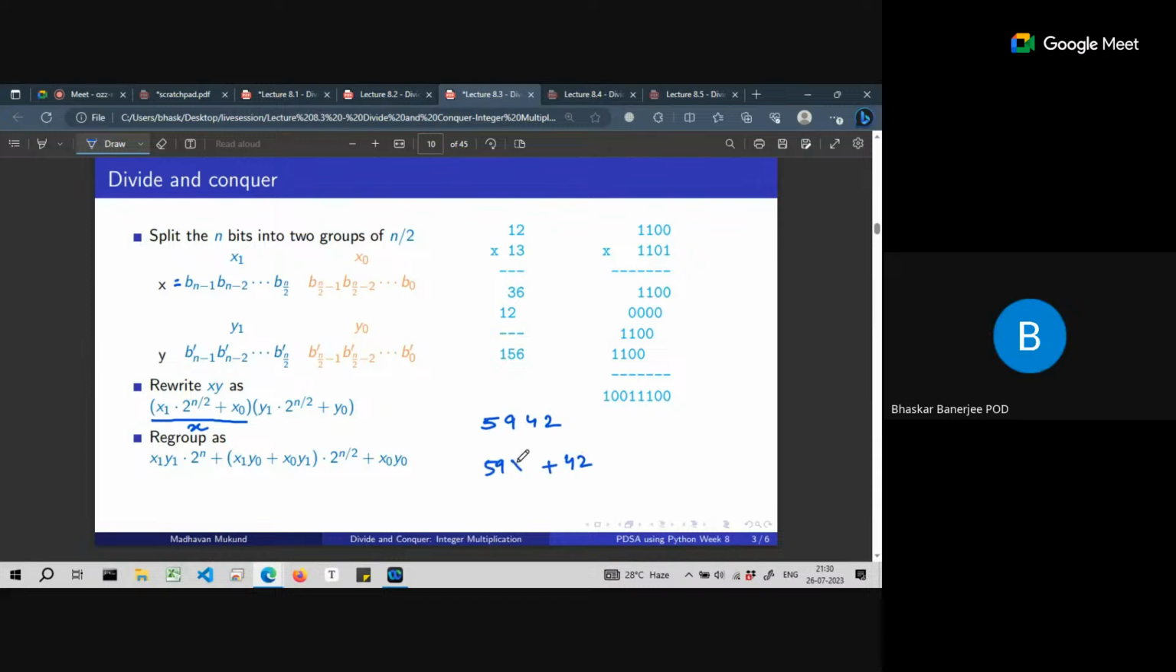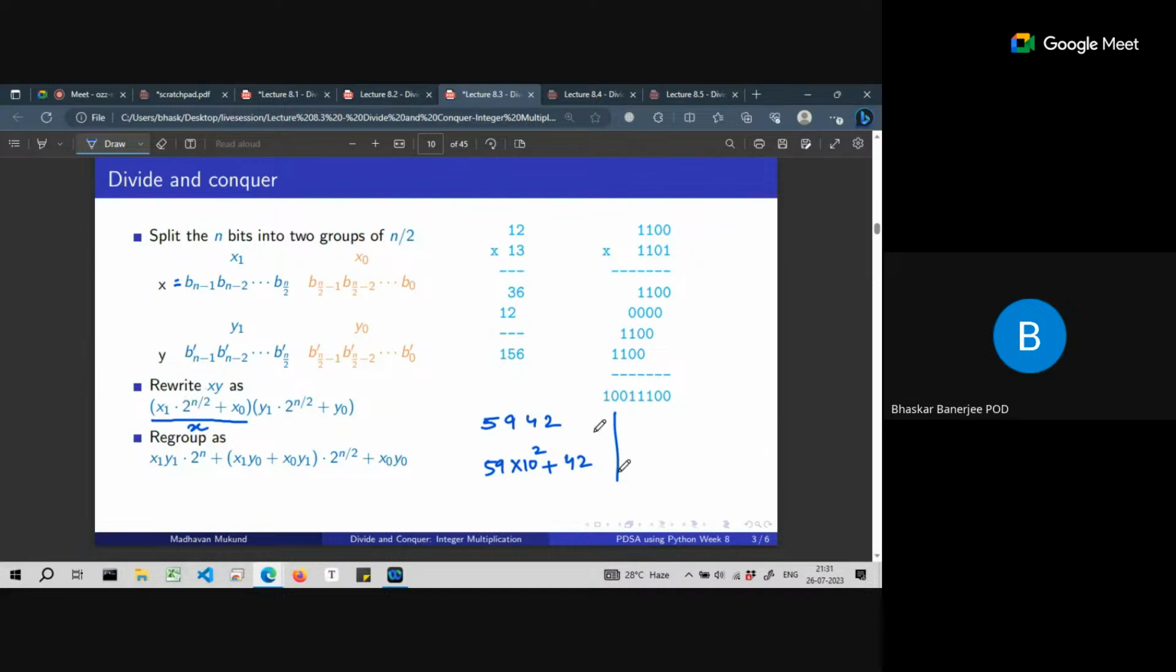Correct. 10 power 2 only, not 10 power 4 by 2. So 59 into 10 to the power 2 plus 42. I can write it in this manner. No issues, right? Yes, correct. So in binary, if I have a number, that's how it is written in terms of 2.